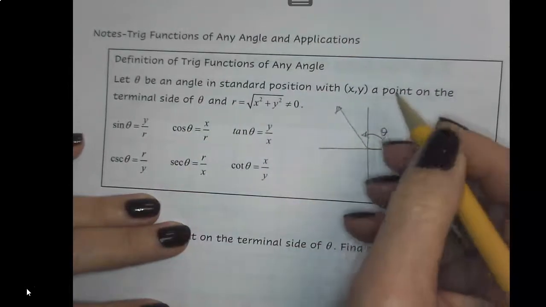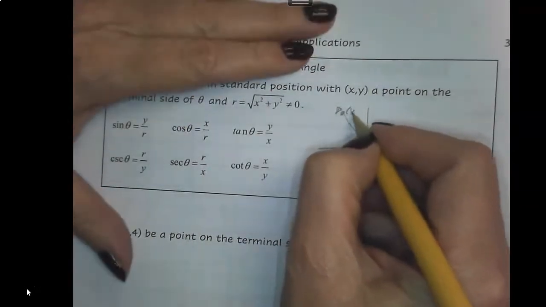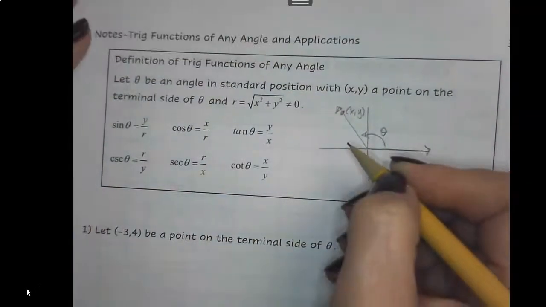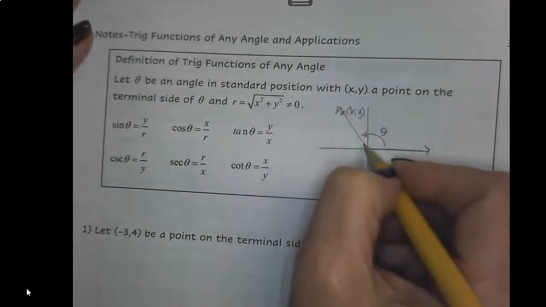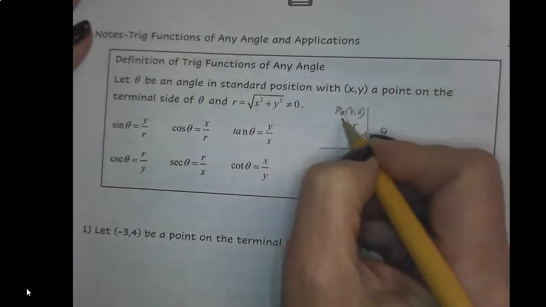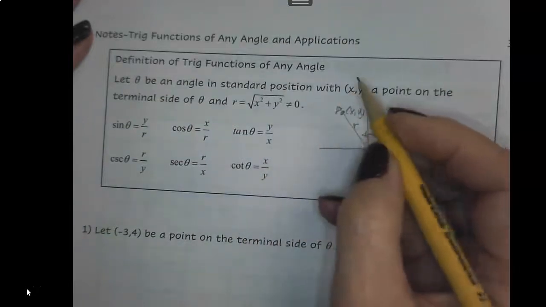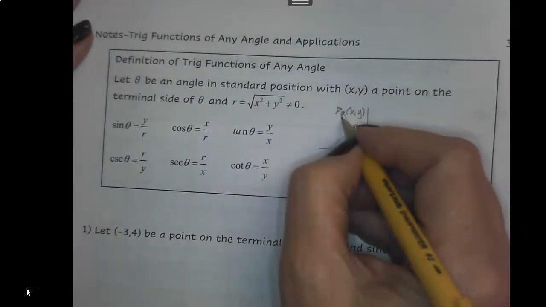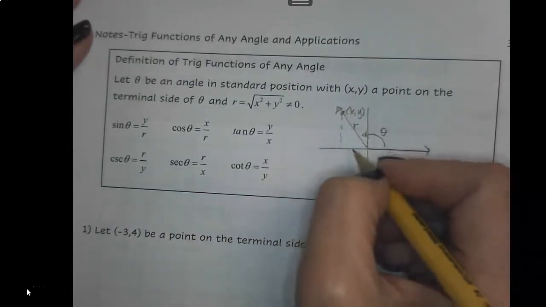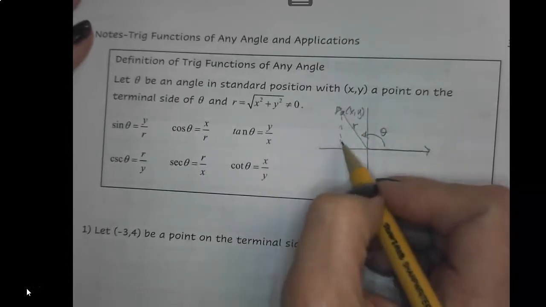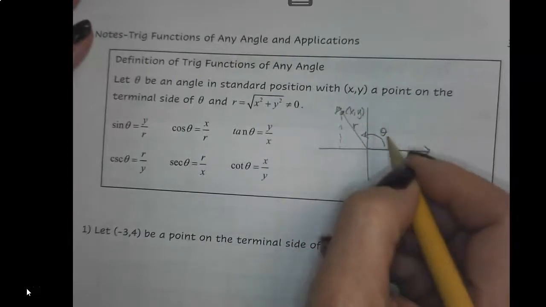So we're going to have a point (x, y) that sits right here on the terminal side of theta, and this is going to be our radius, from (0, 0) to (x, y). Do a little Pythagorean theorem. Now, what we're going to begin to work off of is that we have this triangle here, and we can find sine, cosine, and tangent, and this will take you from your unit circle.